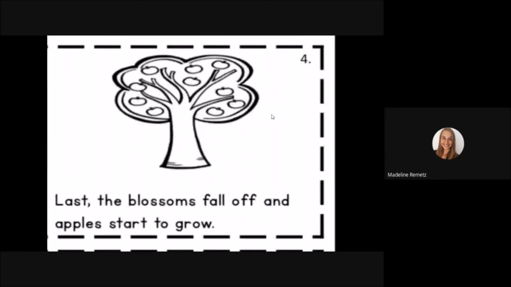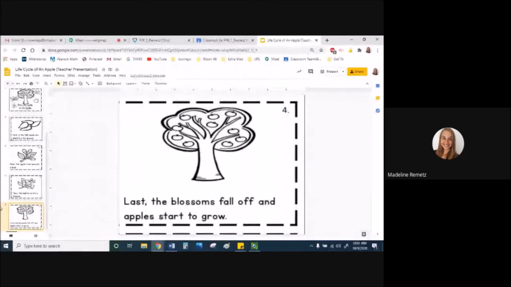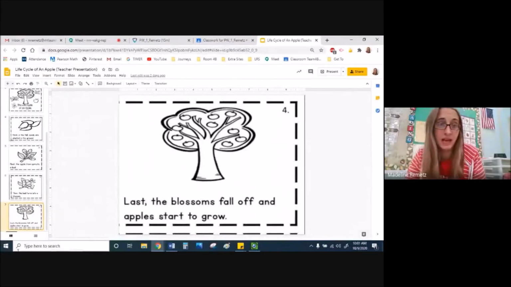Last, the blossoms will fall off, right? So the flowers have now opened. When the petals fall off, it leaves room for the apple to grow. And the apples will start to grow on that tree. And once they're on the tree and they are eventually tiny apples, they get big, nice, and juicy, right? They become ripe. And the apples will turn into the green, red, and yellow apples that we know and love.